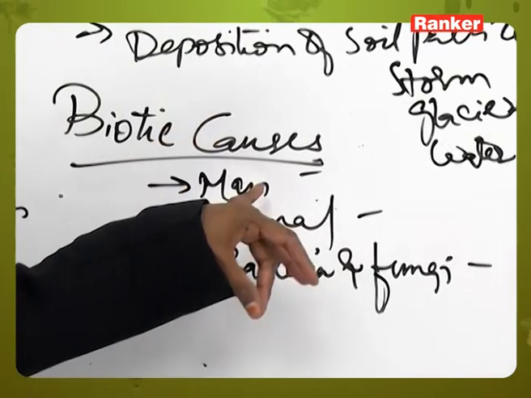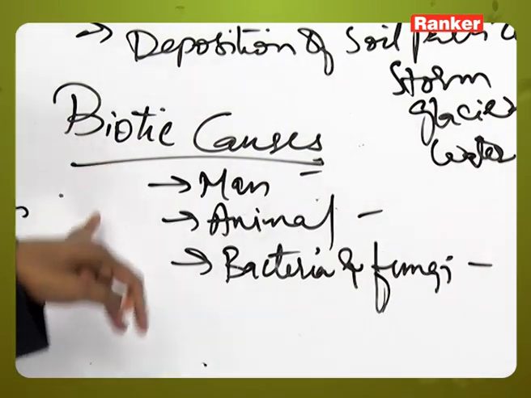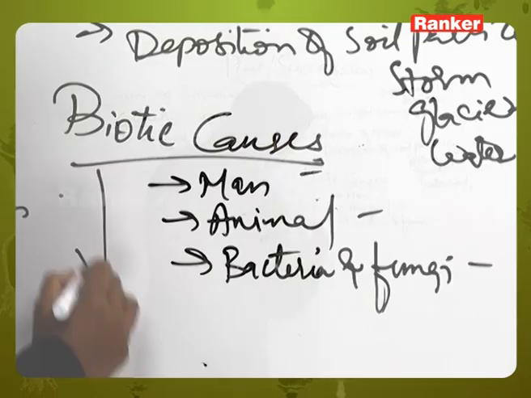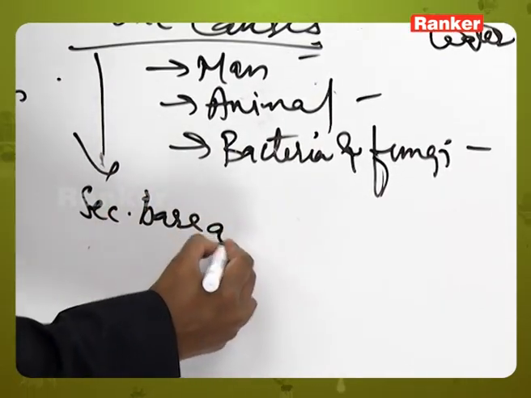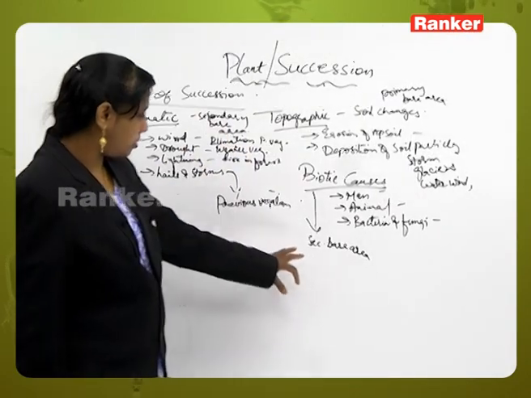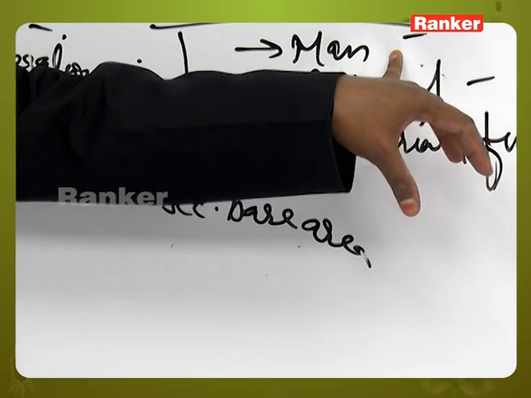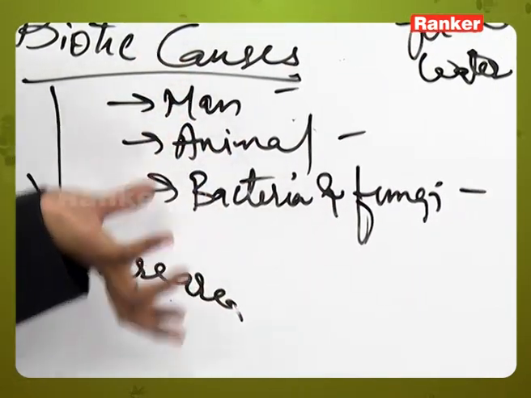Next, another one is biotic causes or biotic factors. This is the emergence of land from biotic factors. These are also important for plant succession. Biotic factors are also helpful for the production of secondary bare area. It will be helpful in the growth of the habitat. For example, the three components of biotic factors we can study is man.